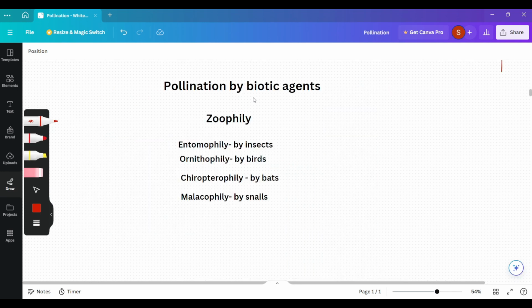When the pollination is carried out by living organisms or biotic agents, it is generally called zoophily. Zoophily can again be categorized: entomophily, where pollination is carried out by insects; ornithophily, where the pollinators are birds; chiropterophily, where the pollinators are bats; and malacophily, which is conducted by snails. Among these, insect pollination is more common. Among the insects, bees are the most commonly found pollinators.